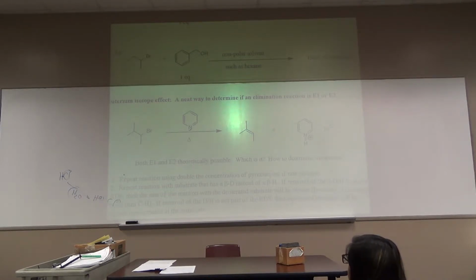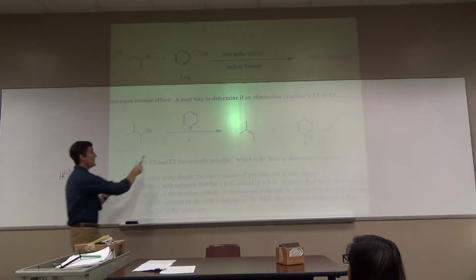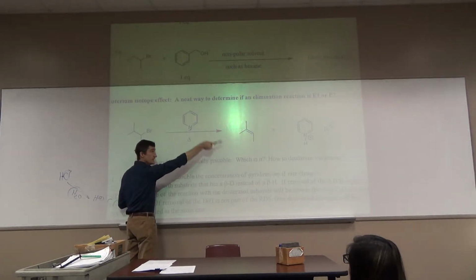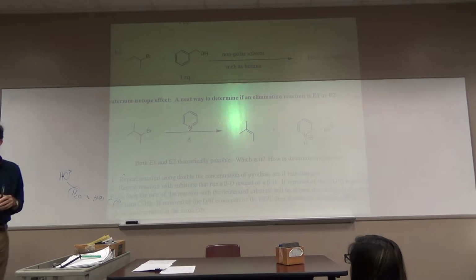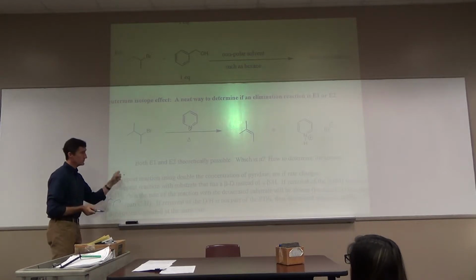You'd have to go to the lab and do some experiments. But if we double the concentration of this and the rate doubled, then we know it's E2. The base is involved in the rate determining step. Right? Well, what's another way? Another way is to do a deuterium isotope study.